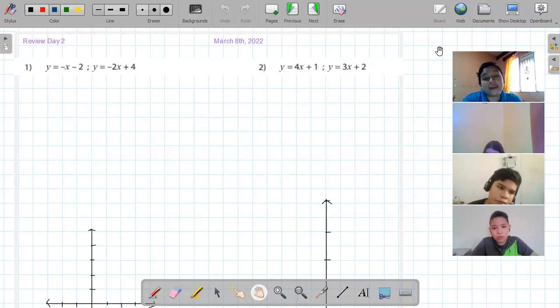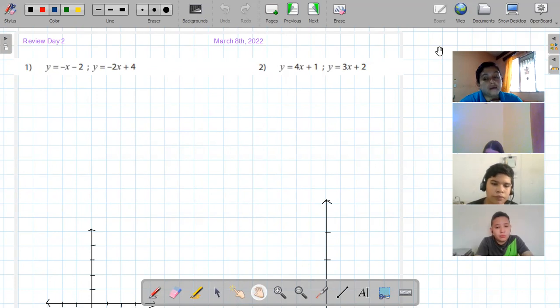Today we're going to continue with our review. Today's review is about systems of linear equations, okay? So we got 2 exercises in here. The first thing that we need to remember about systems of linear equations is that we have 3 possible answers.